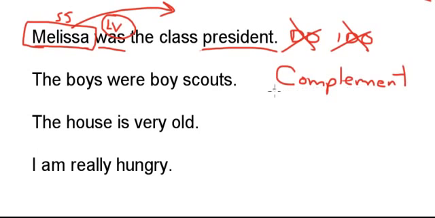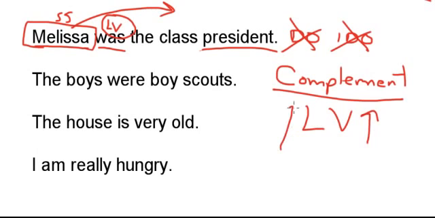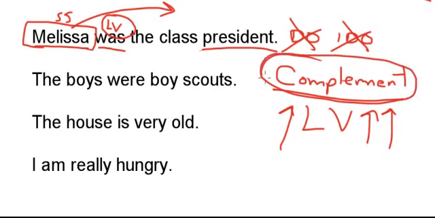Okay, we need a complement. Linking verbs have complements. Linking verbs do not have direct objects. Okay, so we have a complement. Melissa was president. And president is a noun, so what we have here is a noun complement.